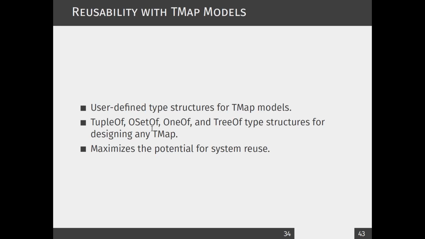Right. And then the reusability of these T maps. Now, for example, when we create user-defined type structures in T maps, we have used several of them. We use tuple of, or set of, one of, tree of. These are called type structures when you're defining T maps. So again, once you use this, it can maximize the potential for reuse. So remember, we want to promote reusability within this development structure.